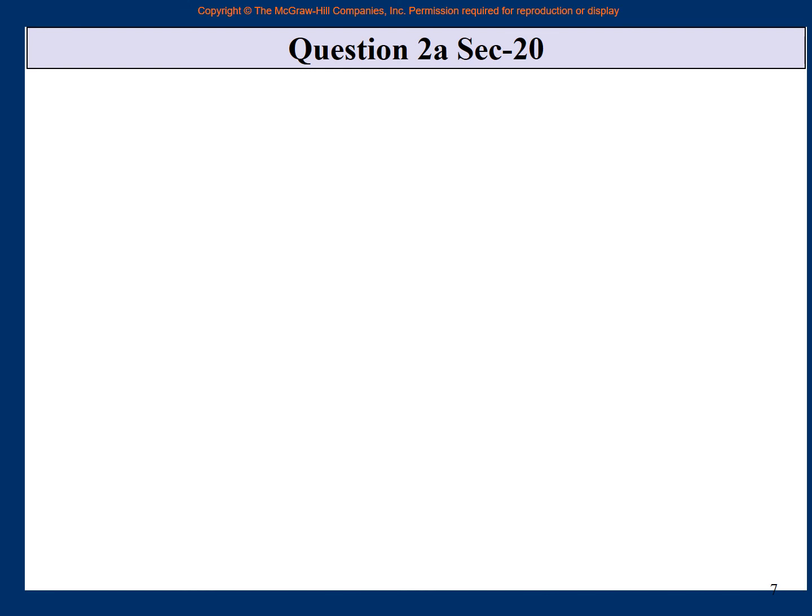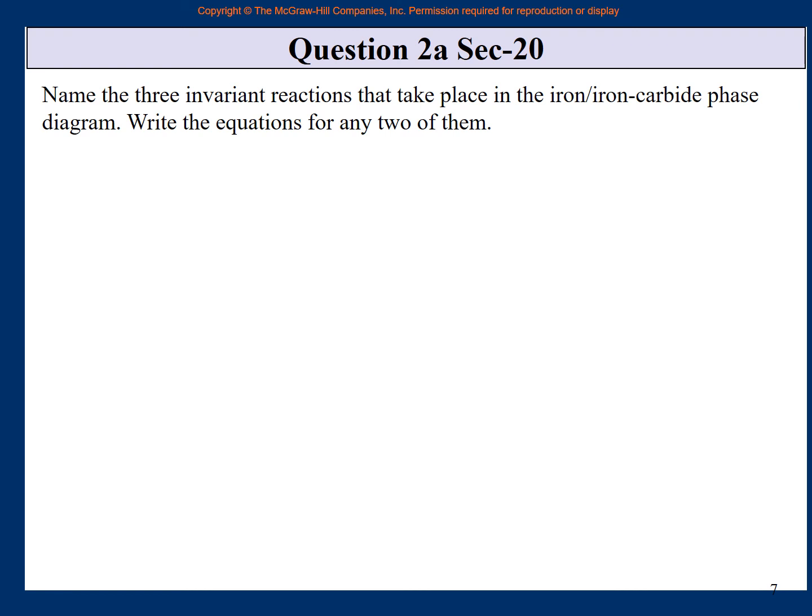Now we are going to question 2a of the second section 20, right? The first one was a mixture of multiple choice and so on, so that was the same for both the sections. But then the second question, question 2 for section 10, we just completed. Now question 2 for section 20, part A of that: Name the 3 invariant reactions that take place in the iron carbide phase diagram. Write the equations for any 2 of them.